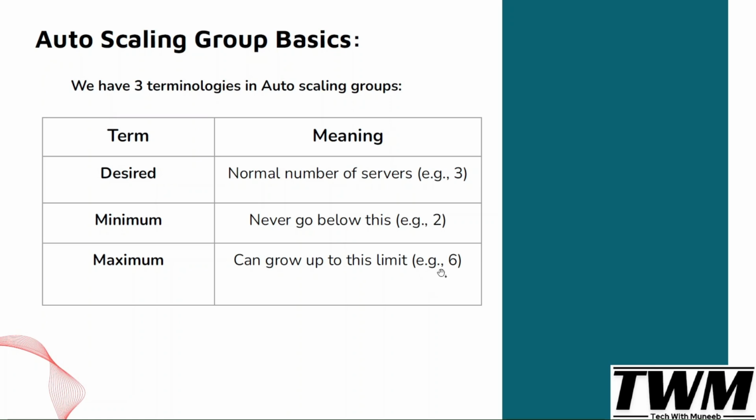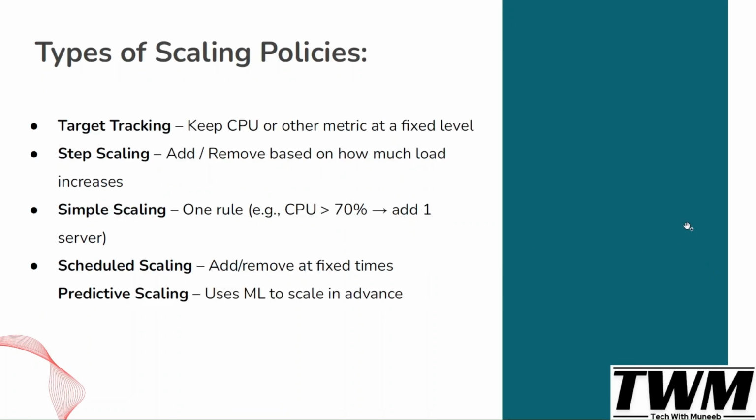For example, if there are three servers running normally, and those three servers cannot handle the additional traffic or load, the auto scaling group will automatically create three additional servers. Or it can create them one by one, in order to make sure that traffic is equally distributed and your application does not crash or get downtime. Okay, so that's the concept of auto scaling group basics.